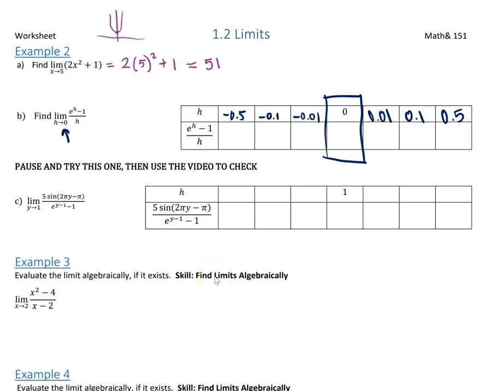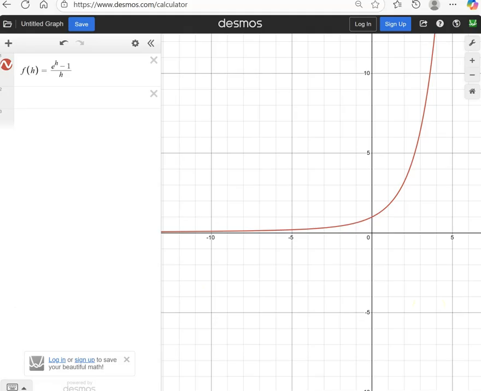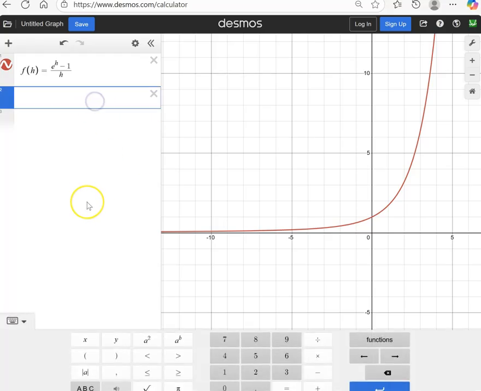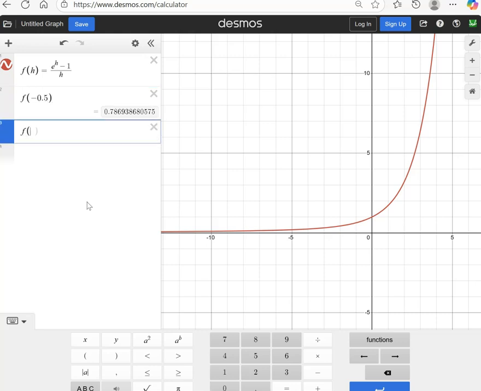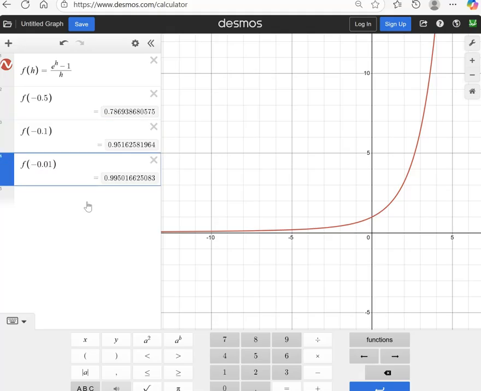From here, we're just going to plug this into a calculator. So I'm going to pull up Desmos, and I typed it in using function notation just so I can get them quickly. You could also just set this up and then change your h value, but I'm going to say I would like to know what happens when I plug in negative 0.5. And when I plug in negative 0.1, and when I plug in negative 0.01. So that is the left-hand side.